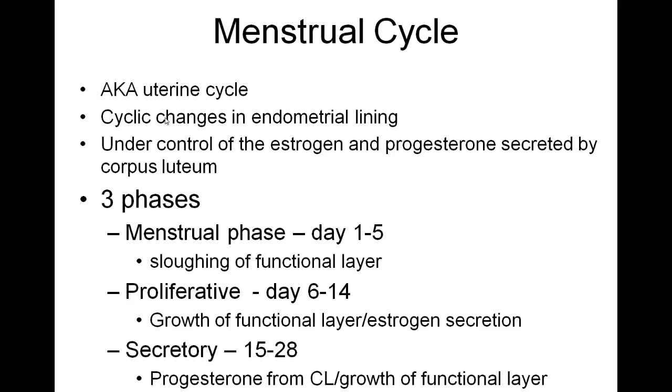Okay, now the menstrual cycle is also known as the uterine cycle. So it's just the changes in the endometrial lining. So it's under control of the hormones that are released by the corpus luteum. So 3 phases. So menstrual phase, proliferative phase, and then the secretory phase. Okay, so the menstrual phase starts at day 1, the first day of menstruation, and that's when the functional layer sloughs off. Okay, then the proliferative phase is the layer is going to get thicker. Okay, and then secretory is when the progesterone from the corpus luteum is stimulating the growth of the functional layer.